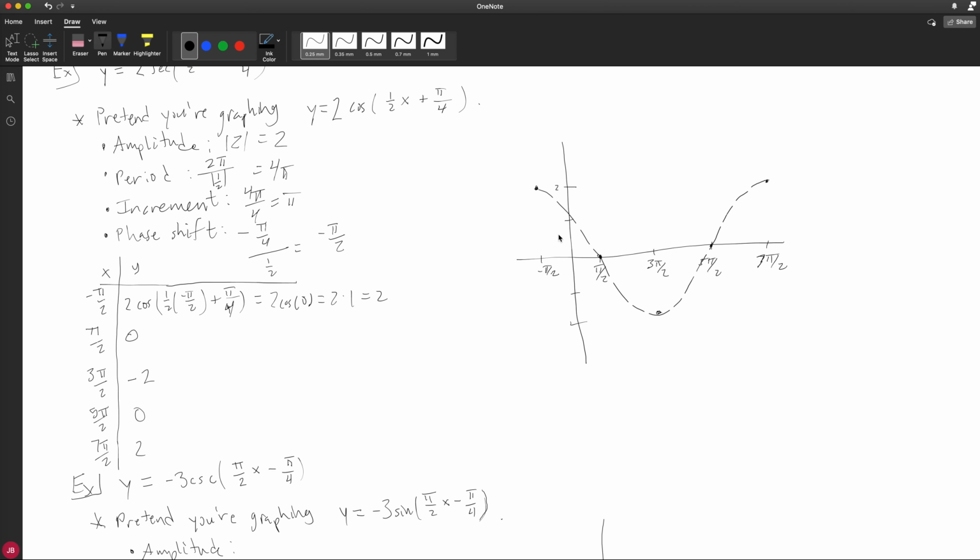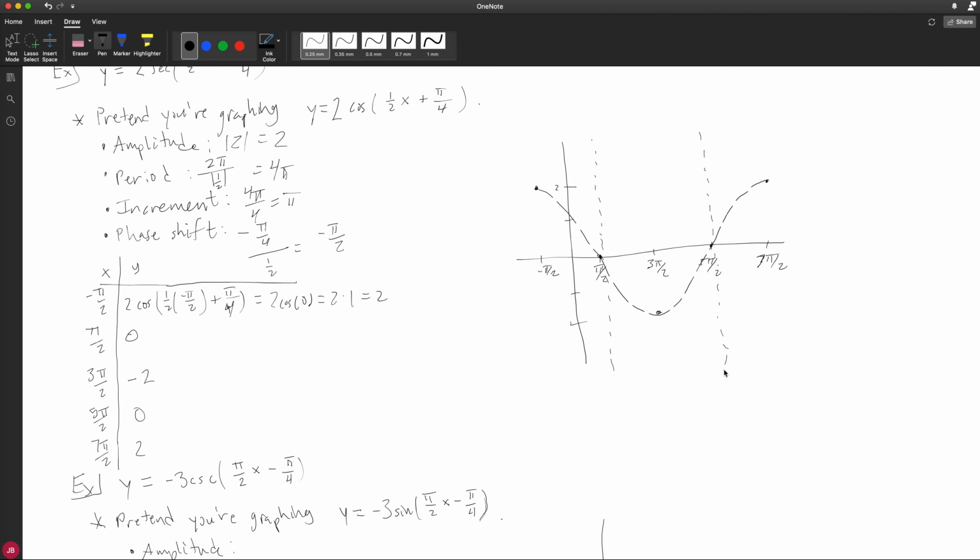And now what you're going to do to graph the secant, so watch very carefully here. Every time your cosine graph has a value of 0, the secant value is undefined because it would be 1 divided by 0, right? So you're going to get asymptotes here at pi over 2 and here at 5 pi over 2.